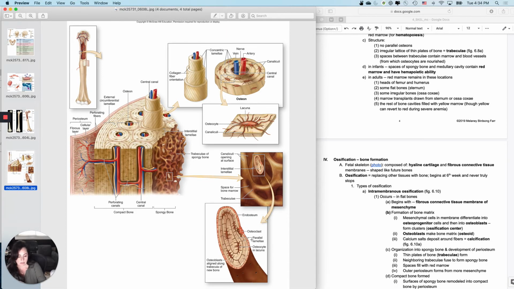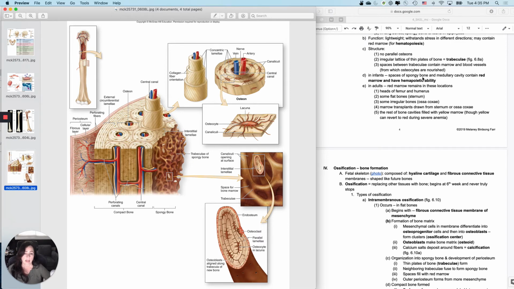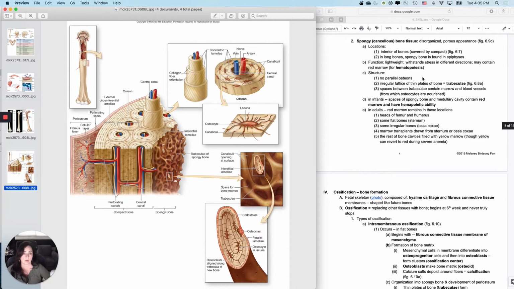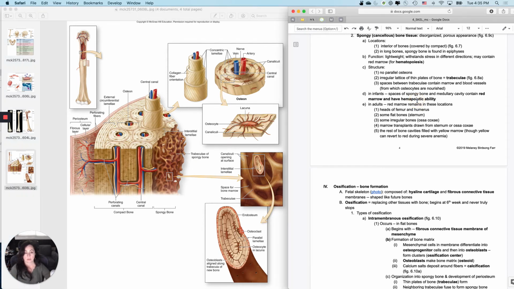Okay, let's make sure we covered everything. So they're not parallel. They're not called osteons. Okay, so how about this spongy bone? And this is going to lead us into talking about bone growth. All of those spaces inside the spongy bone, if you were an infant or a newborn, would have red marrow in all of your bone. And red bone marrow is really important because it can do what's called hemopoiesis or hematopoiesis, which is the production of blood.